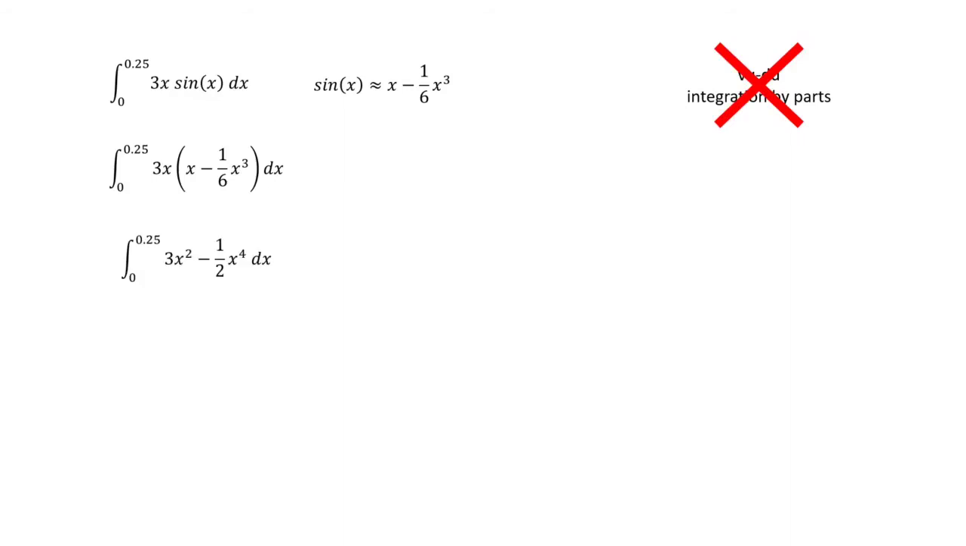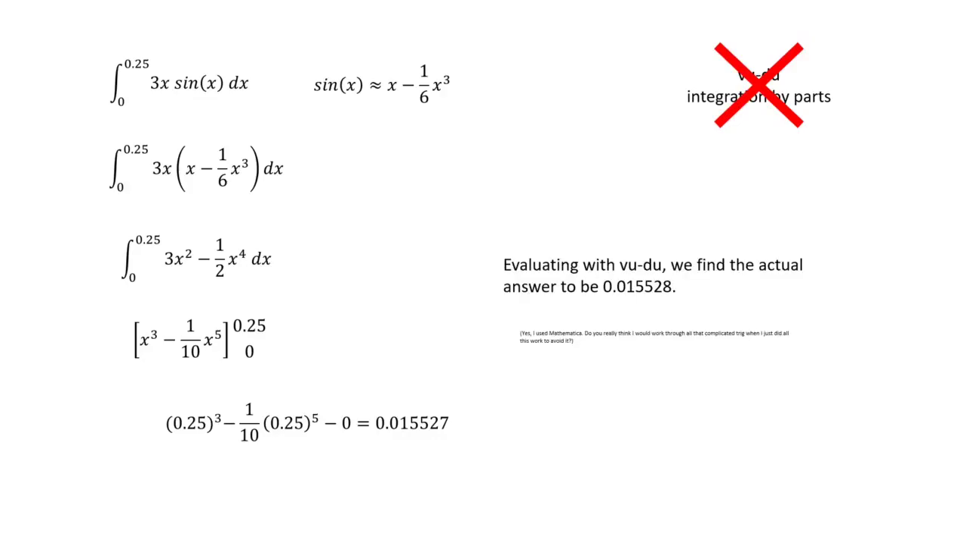You can easily take the antiderivative of this function and get this, and then get the final answer of 0.015527. The real answer you get by doing voodoo is 0.015528. Both of these answers round to 0.0155, so if your calculus teacher only requires 3 significant figures to be correct, you're good to go.